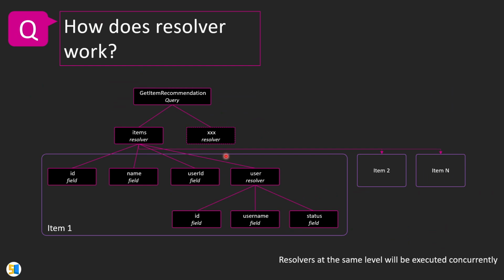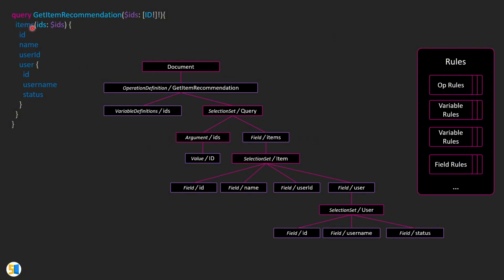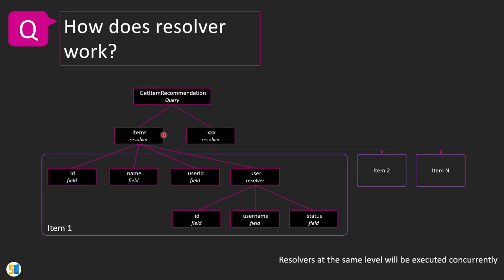So the second question that we are going to explore is, how does the resolver work? So we have the get item recommendations query. That's the root of the tree, which is our query, right? And then we have the item resolver, right? That will resolve this query, right? Now we have only one resolver. If we have two resolvers or two operations on the same level, they will be executed concurrently.